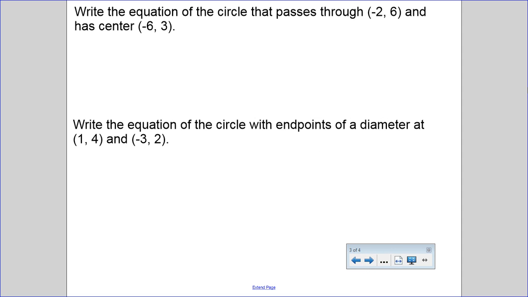Okay, let's write some equations. Write the equation of the circle that passes through (-2, 6) and has center (-6, 3). Well, we already have the center, so what I need to find is the radius. The radius is going to be the distance from the center to that point, so I'm going to use the distance formula. The radius is going to equal the square root of (-2 minus -6), so plus 6, squared, plus (6 minus 3) squared.